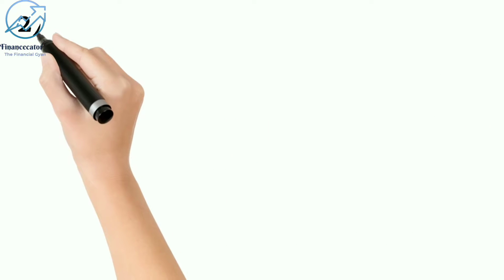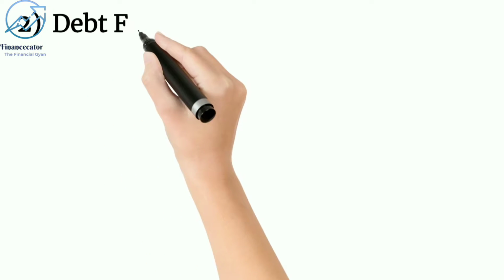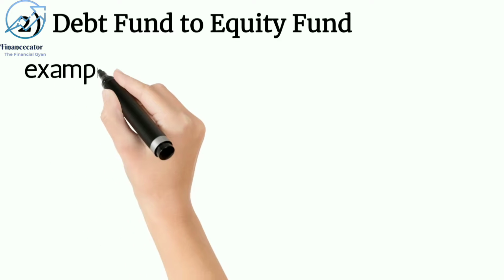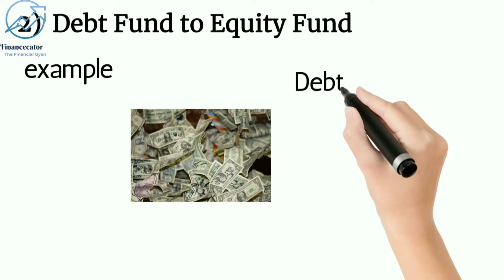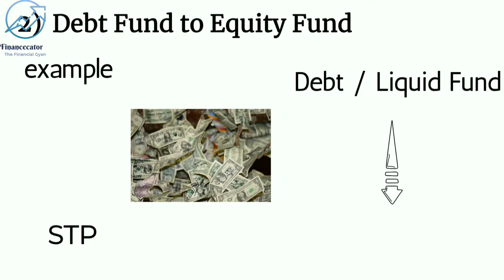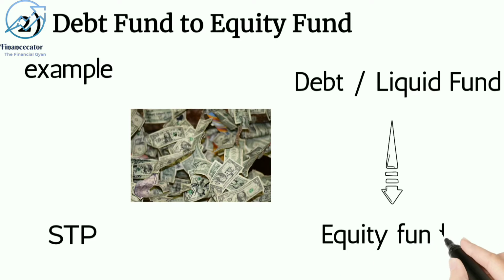The second point to be remembered is it can transfer money from a debt fund to an equity fund. For example, let's say you invested a large amount in a debt or liquid fund. STP allows you to transfer a small amount every month from the liquid fund to equity funds.